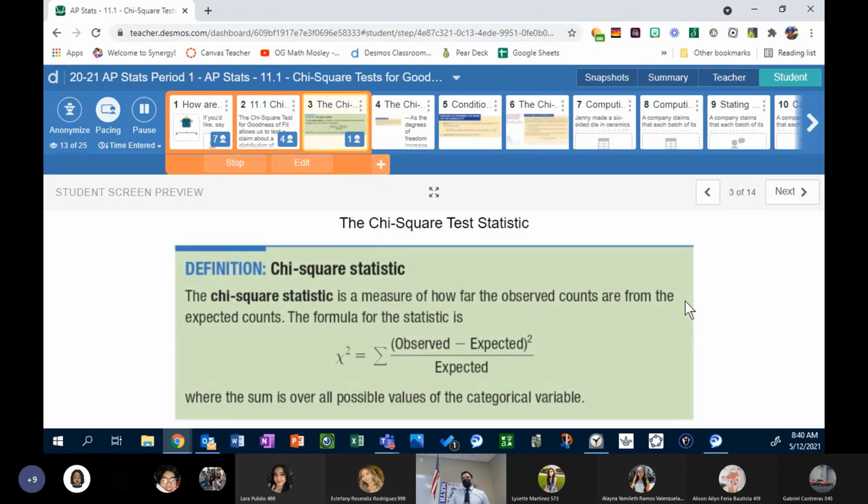All right, this is our chi-square test statistic, which we will use today. Our chi-square test statistic is a measure of how far the observed counts are from the expected counts. The formula for the statistic is chi-squared equals the sum of each observed count minus its expected, squared, divided by the expected, where the sum is over all possible values of the categorical variable.